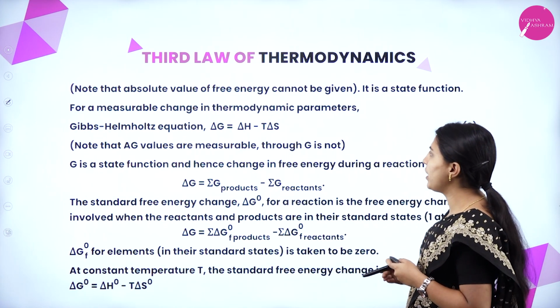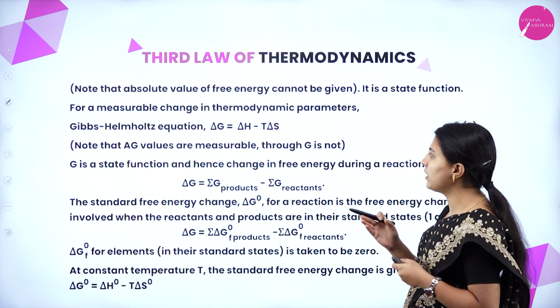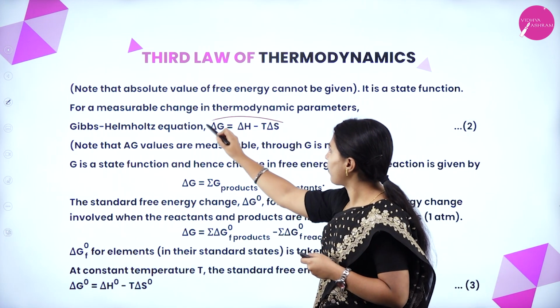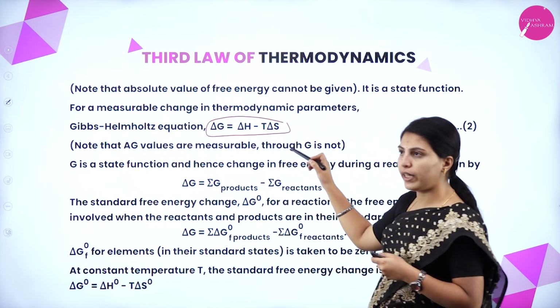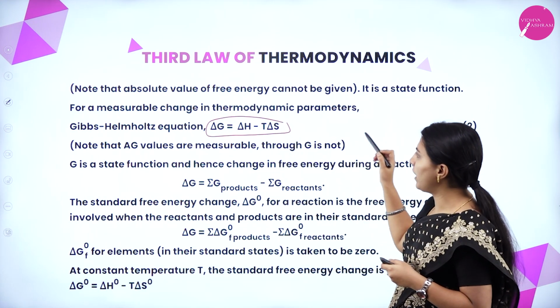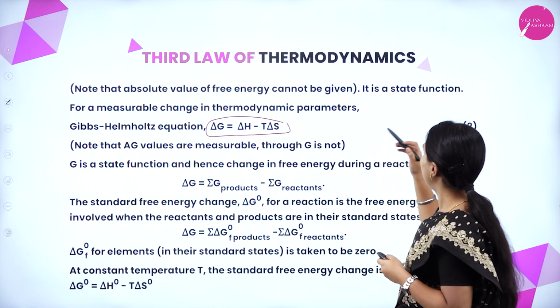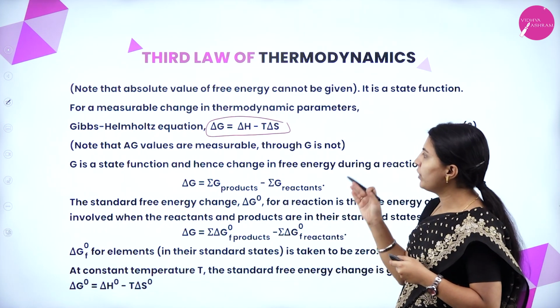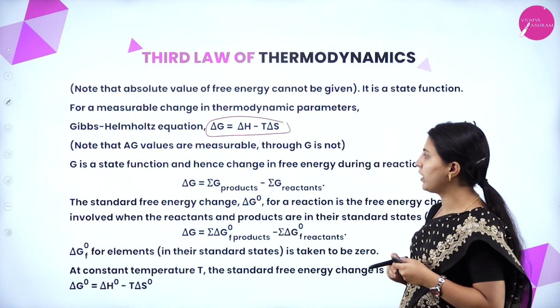For a measurable change in thermodynamic parameters, Gibbs-Helmholtz equation will be written like this. Delta G equal to delta H minus T delta S. What they are telling? It is a state function. It is not a path function. So Gibbs-Helmholtz equation will come.